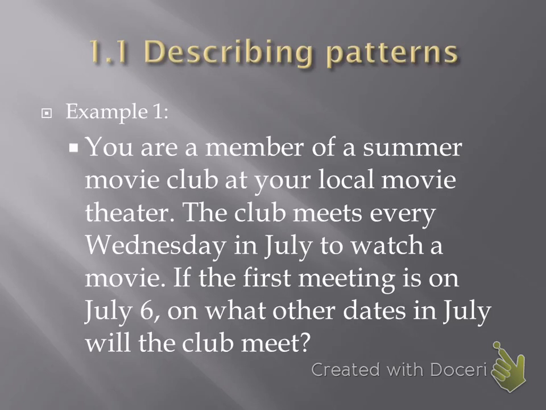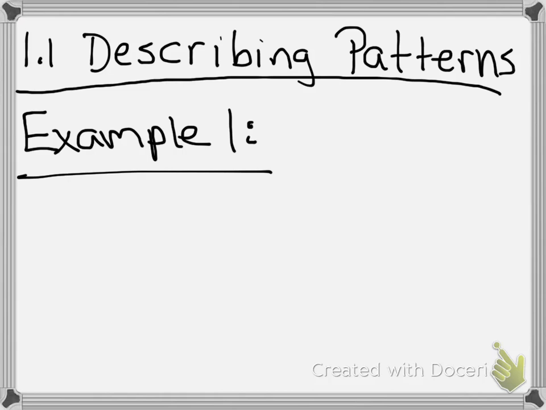Okay, now there's one little bit of information I need to know. If it meets on every Wednesday, how many days are in a week? 7, right? Okay, so if it meets on July 6th, I could add 7 to figure out the second meeting date. All right, so under example 1, July 6th is the first meeting date. What would be the second meeting date, class? July 13th, very good. And what would be the third meeting date?